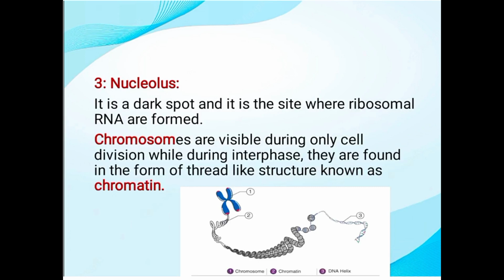Nucleolus. Nucleolus is the dark spot, and it is the site where ribosomal RNA is formed. Chromosomes are visible only during cell divisions, while during interphase they are found in the form of thread-like structures, and those thread-like structures are termed chromatin.